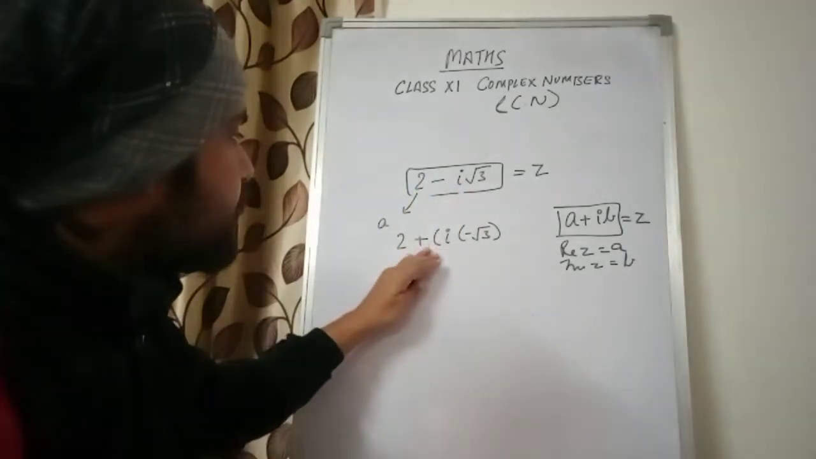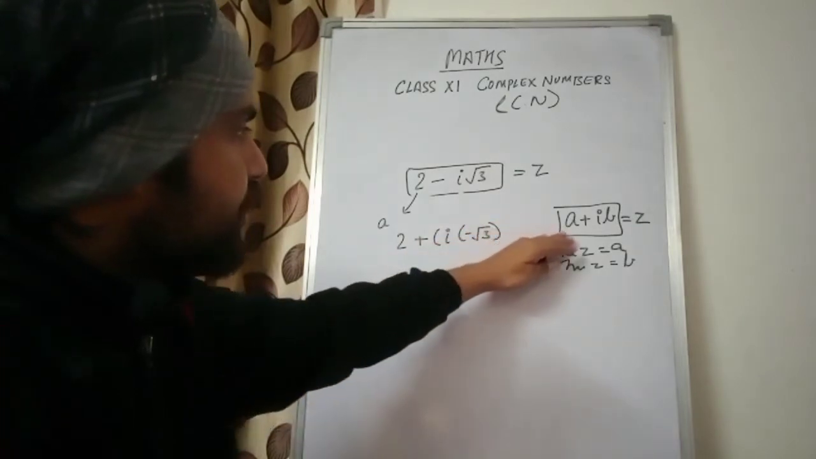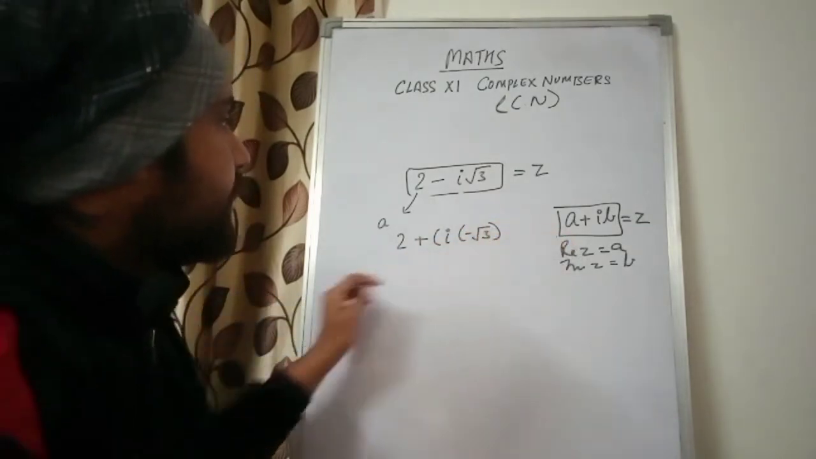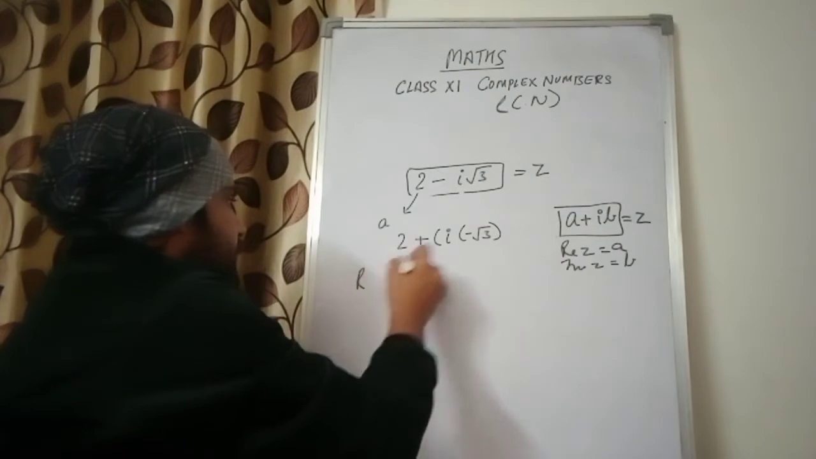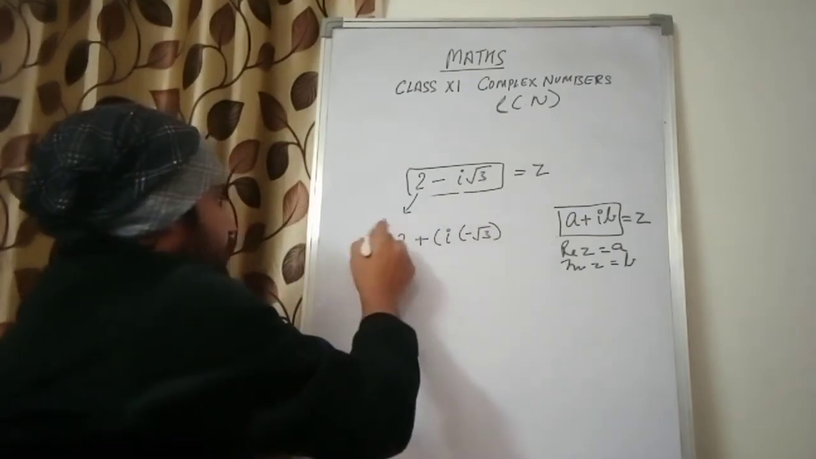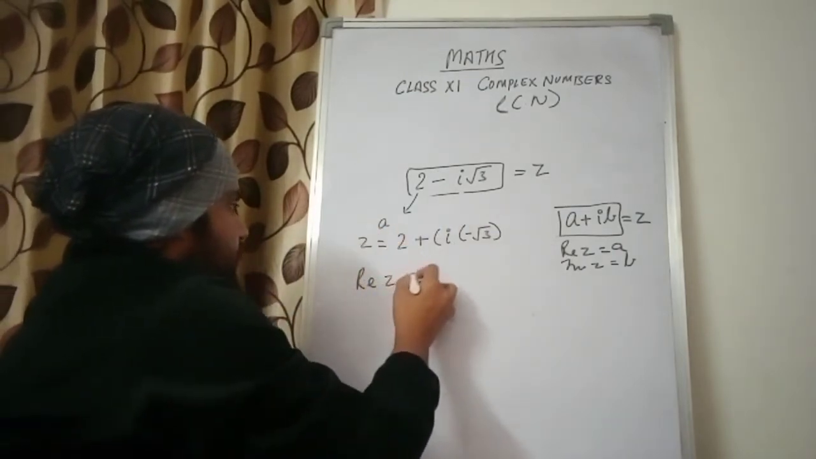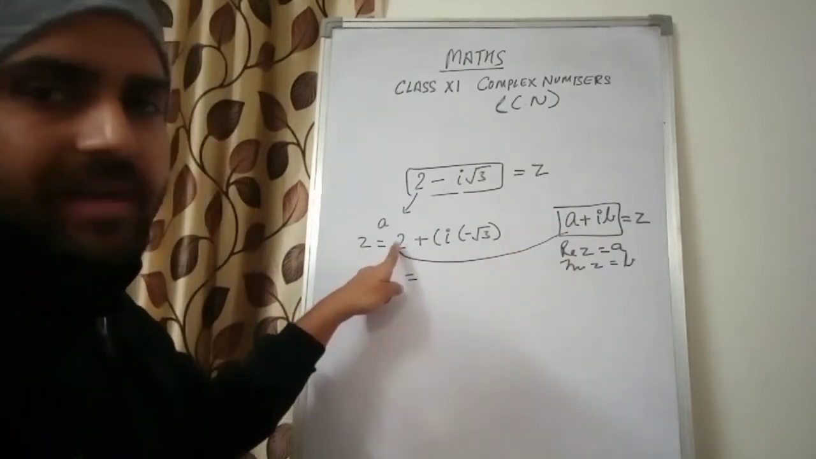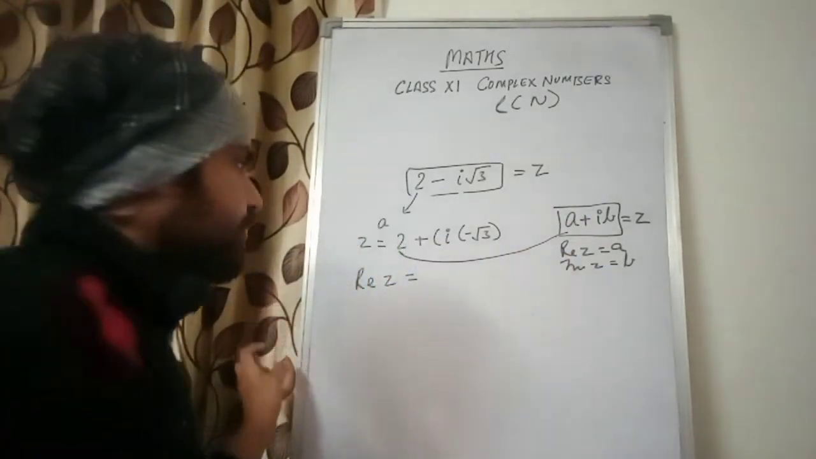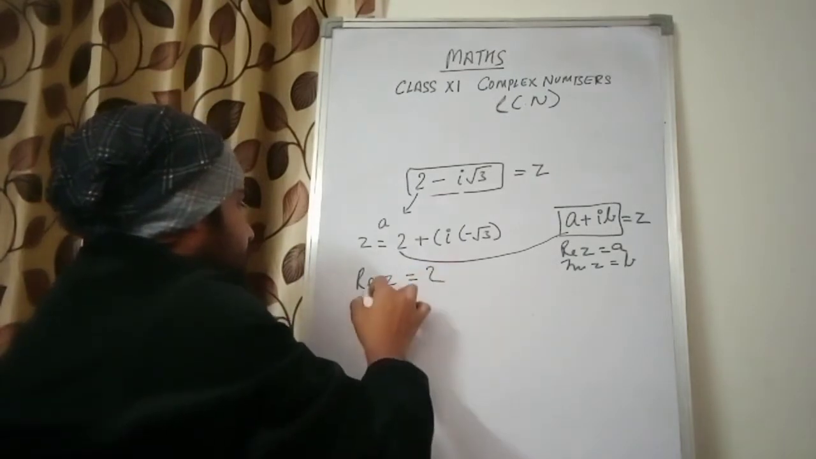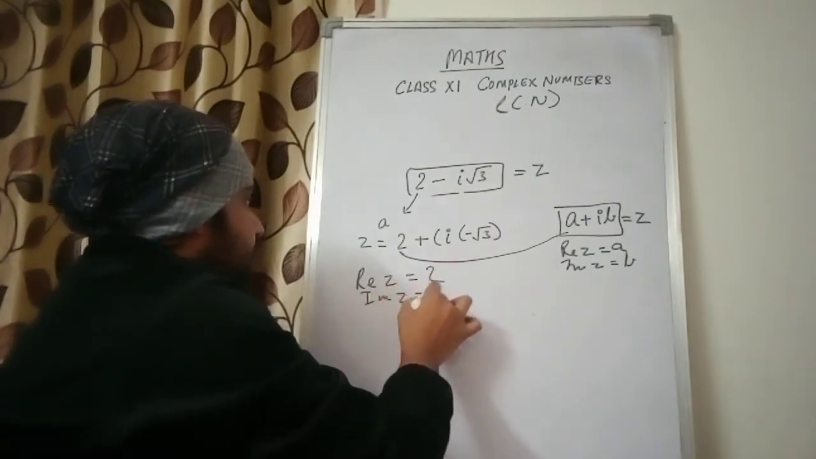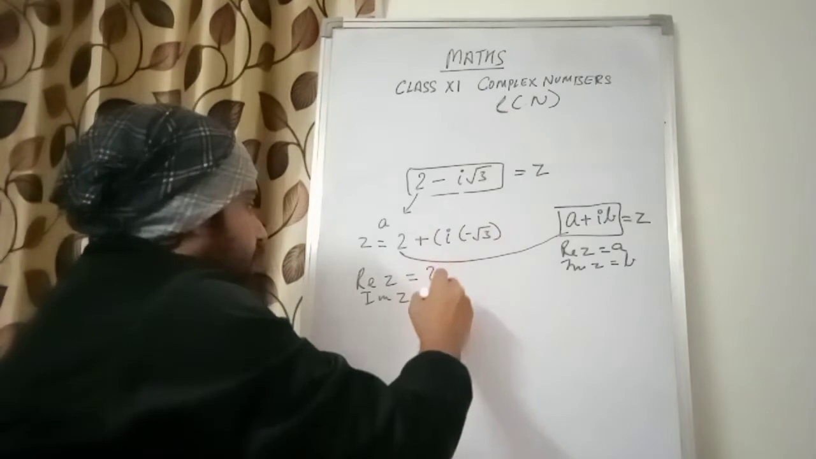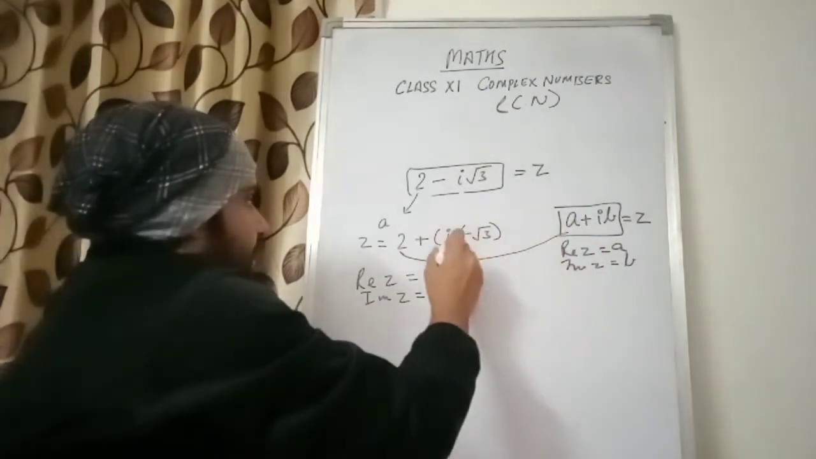Now if I compare this complex number with the general form of a complex number, then we get to know that the real part of this complex number is what? The real part of this complex number is 2. Alright, the number without any i, that will be your real part 2. The imaginary part will be with its sign. Plus is there, plus is there. i is there, i is there.